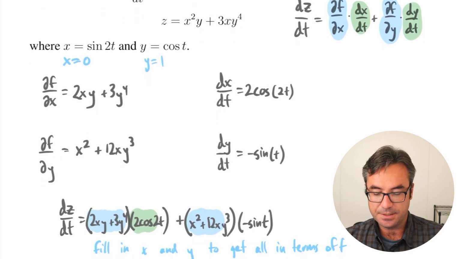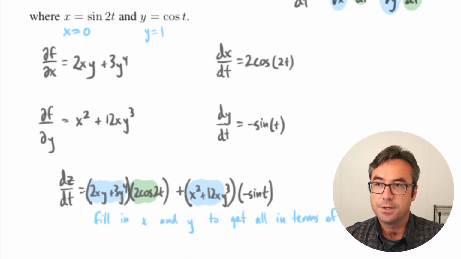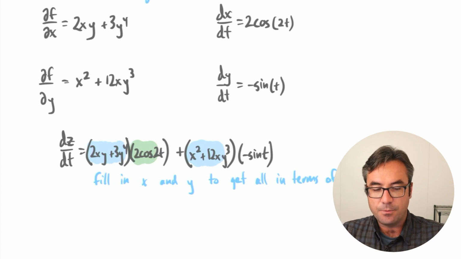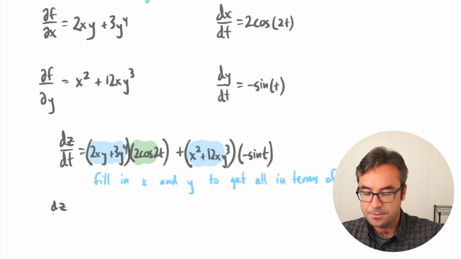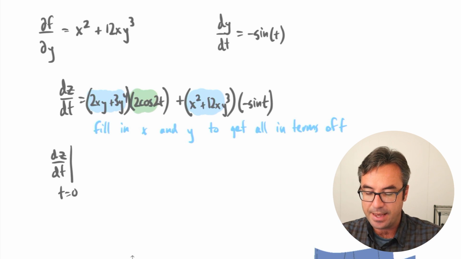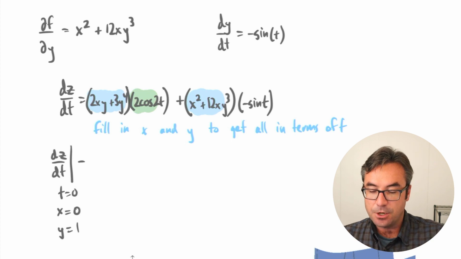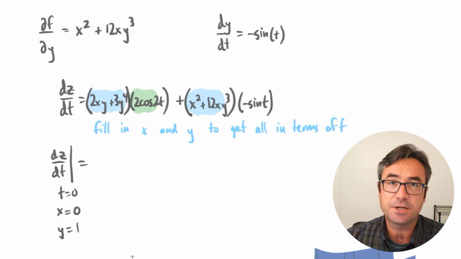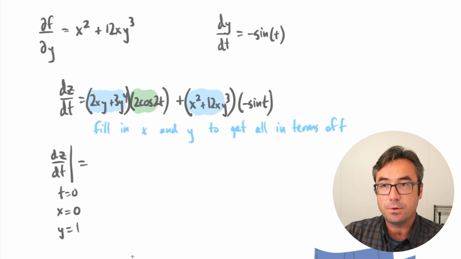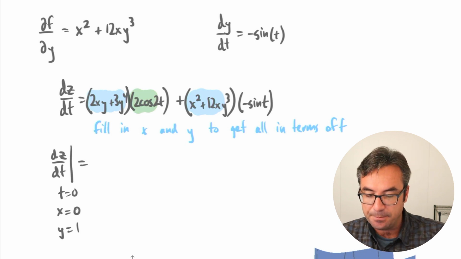And let's do that now. So we can just come down here to our derivative, and we want to evaluate this when t is equal to 0. And when t is equal to 0, we found also that x is equal to 0 and y is equal to 1. So basically, wherever we see a t, we'll plug 0 in. Wherever we see an x, we'll plug 0 in, and wherever we see a y, we'll plug 1 in. So let's see what we get.